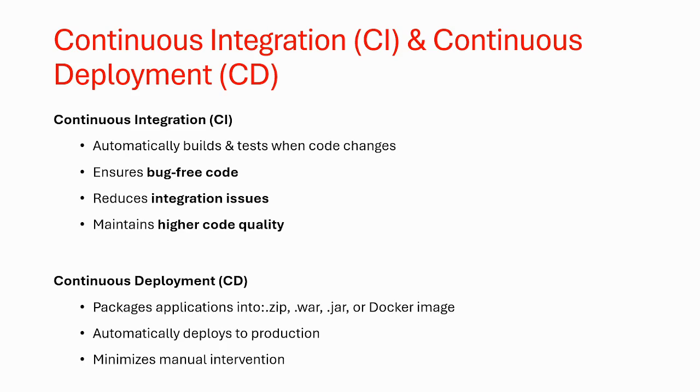In the continuous integration phase, it automatically builds and tests when there are changes in source code. It also checks the code quality, ensures bug-free code and reduces integration issues. During the continuous deployment phase, the entire application is converted into a jar or war file after the build operation. Then it automatically deploys to production.